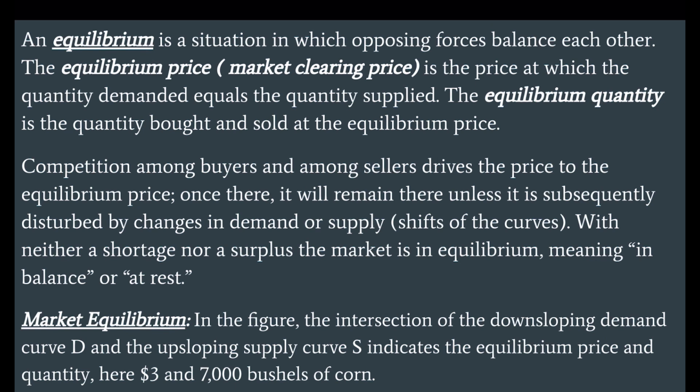An equilibrium is a situation in which opposing forces balance each other. The equilibrium price, or market clearing price, is the price at which the quantity demanded equals the quantity supplied. The equilibrium quantity is the quantity bought and sold at the equilibrium price.